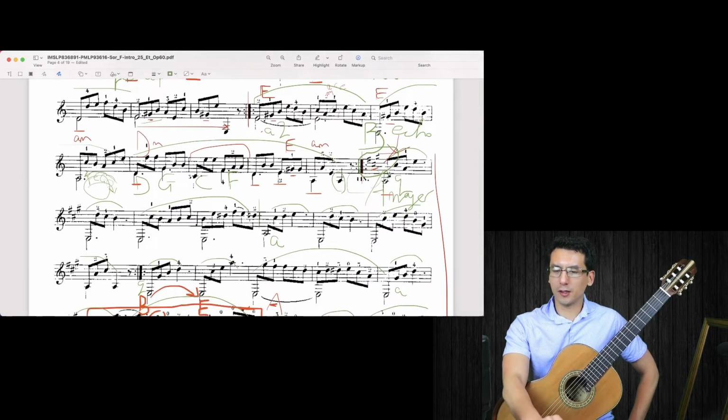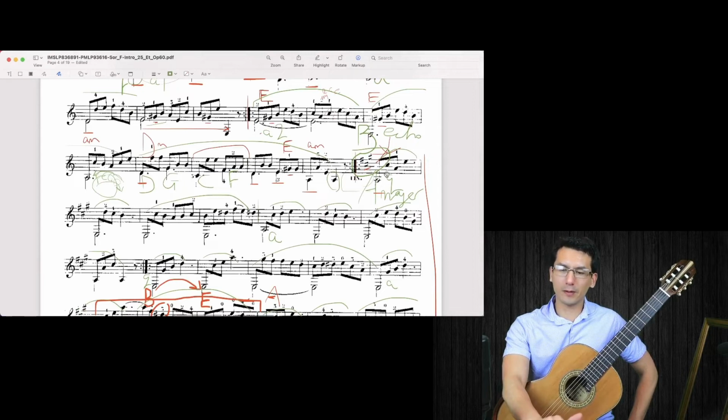So the next section is where we change key. We go to A major. Now this is really neat. Fernando Saw combines a parallel period with a sentence, which is not something you see very often, but it does happen.